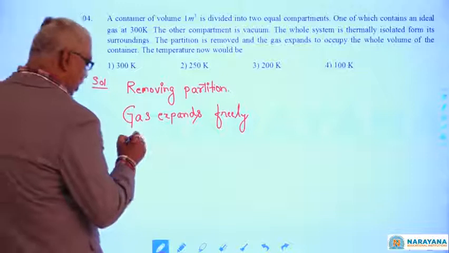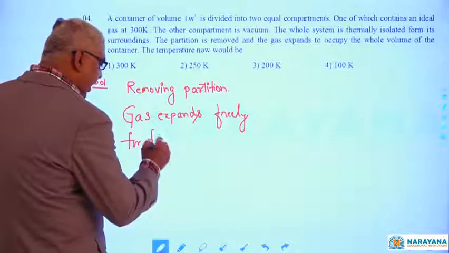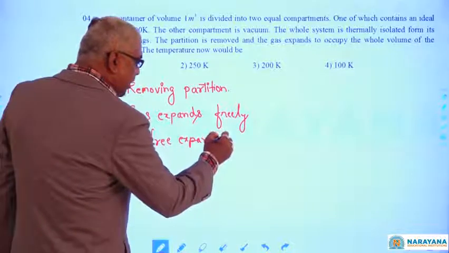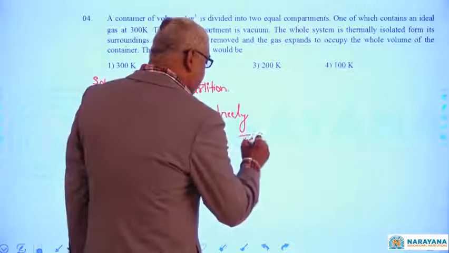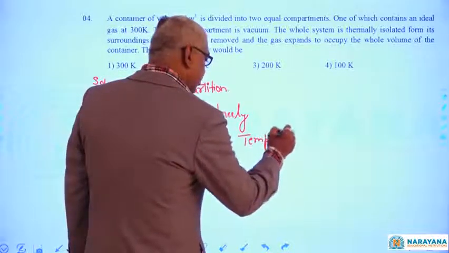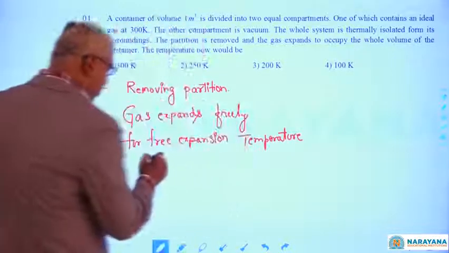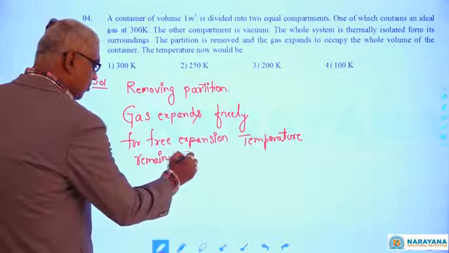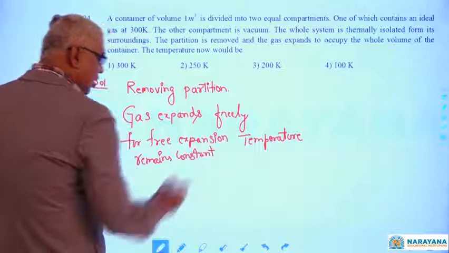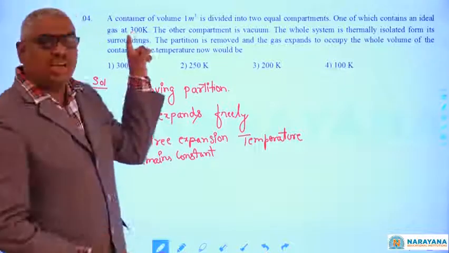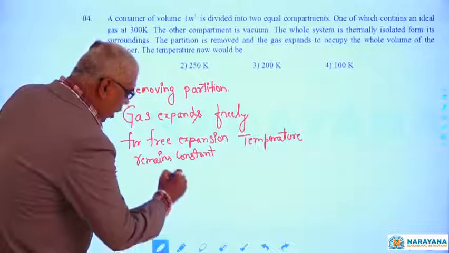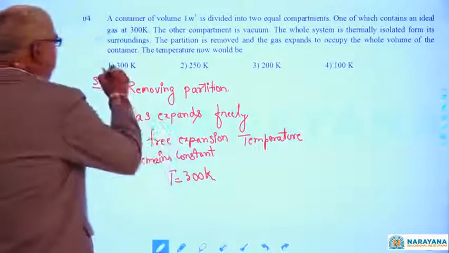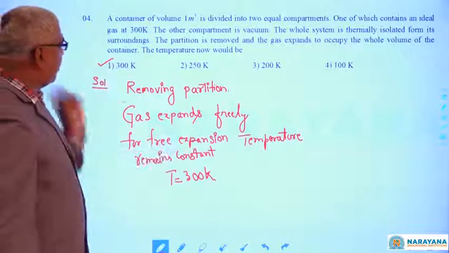Whenever there is a free expansion, the temperature remains constant. So what is the initial temperature we are having? 300 Kelvin. So the temperature now is also 300 Kelvin only. So your answer will be the first option.